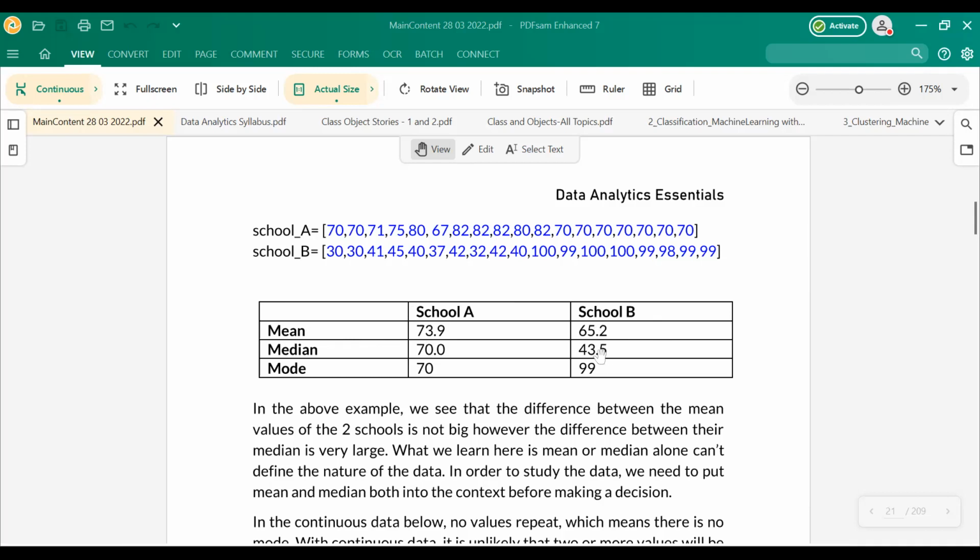But here the mean and median have too much of a difference. There are more people who have performed around average, but here there are contrasting students. Mode is 99, mean is 65, but median is 43. So very contrasting. There are some who have scored very high marks, and some who have scored very low marks. So this is how we look at mean, median.